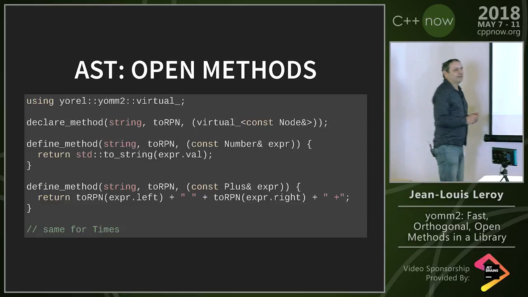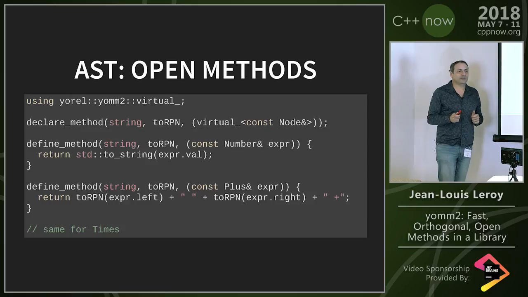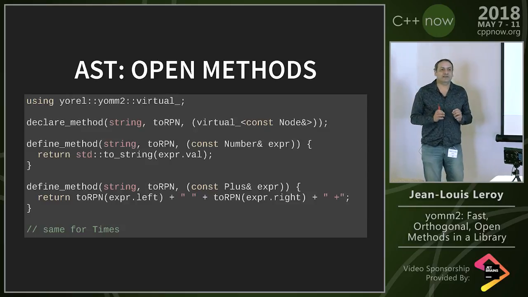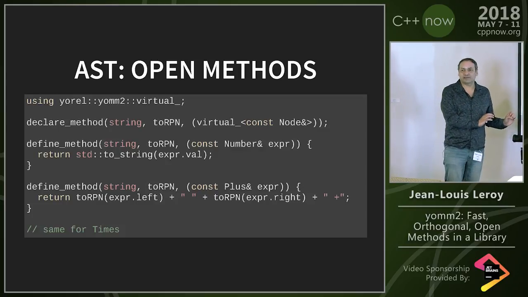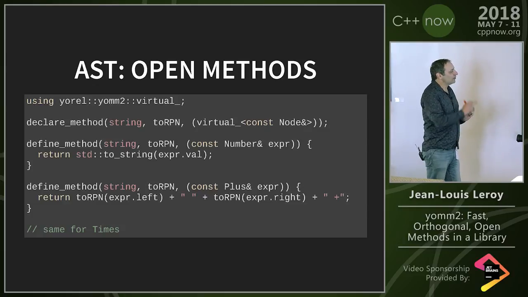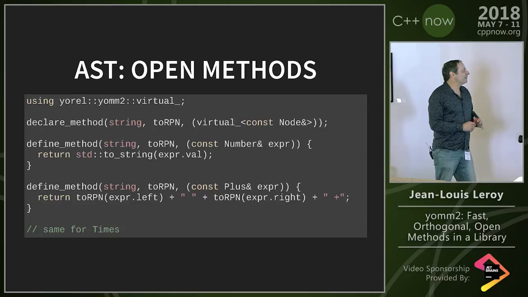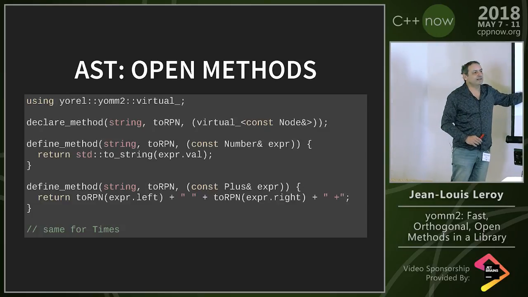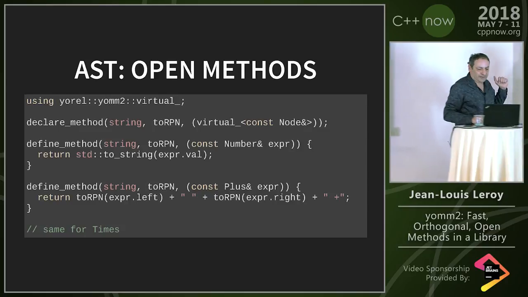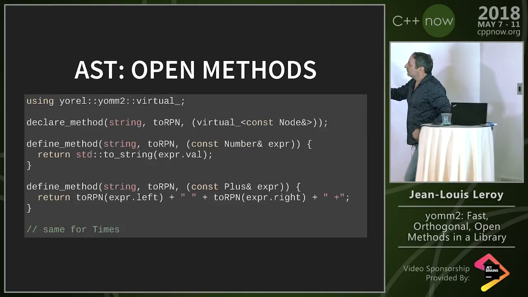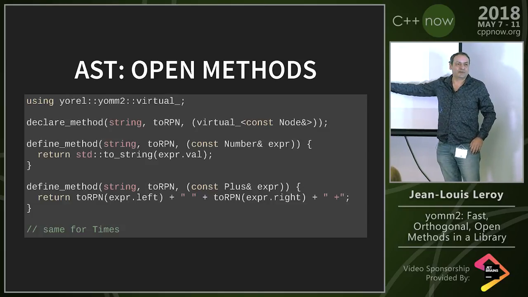This is the exact equivalent of the to_rpn virtual function from before, except that we've taken the virtual function and moved it outside of the class. But when I call to_rpn, exactly the same thing happens as with virtual functions. It gets a node reference, and then it looks at the dynamic type, and depending on the dynamic type, it selects the most specific override. Okay? This is the most important slide. If you have any problem understanding this slide, it's time to stop and we go over it again. Okay? Everybody understands this? Good? Fine.